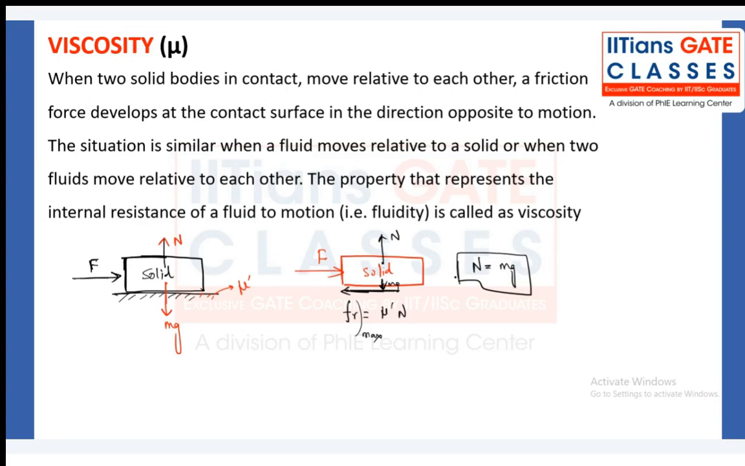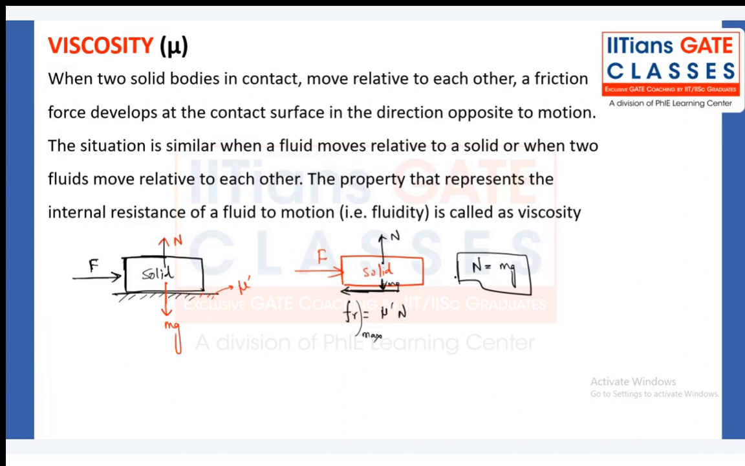The same phenomenon is also happening in fluid mechanics. Whenever two fluid layers, or one fluid layer and one solid surface, are in relative motion, one will try to offer some kind of resistive force, or try to resist the motion of the other layer. Why will it resist the motion of the other fluid layer? Because of a property called viscosity.